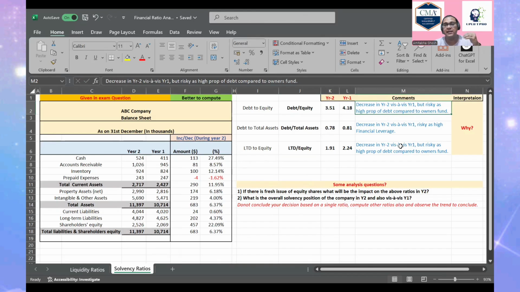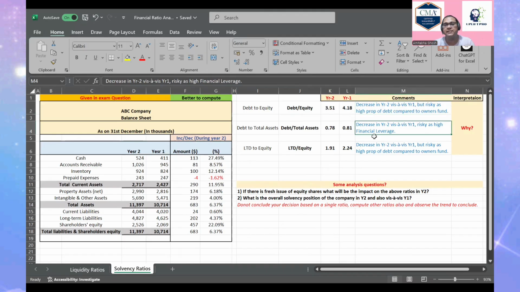Now we have discussed that if our debt to equity ratio is lower, it basically indicates that the involvement of debt in my total finance is actually less, right? So financial leverage is lower, less risky. So here we can say that both these two ratios are high, which is indicating a higher financial leverage and a risky venture, right? Because the debt compared to the owner's fund is very high. However, there has been a decrease in year 2 compared to year 1.